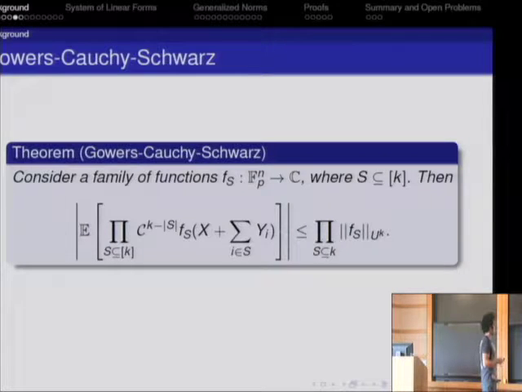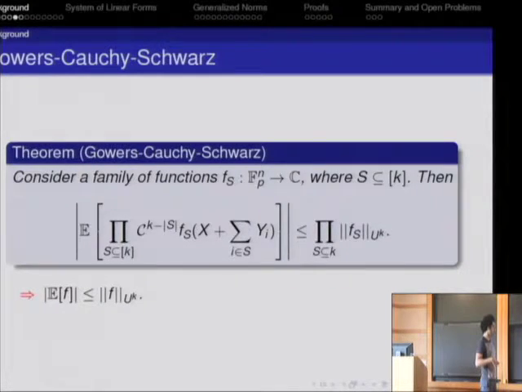Another very useful fact about Gowers norm is that it obeys this Gowers-Cauchy-Schwarz type inequality. What this says is basically if we pick 2 to the k different functions and look at a random cube, but instead of just looking at the value of the same function, on each point we use the corresponding function on it. We can bound this by the product of the kth Gowers norm of each individual function.